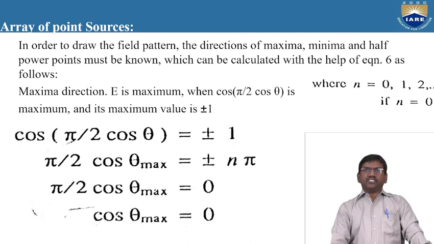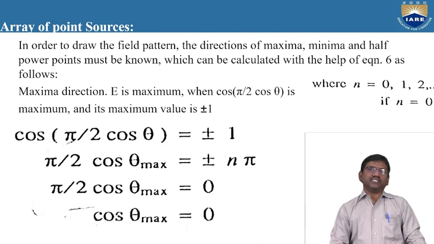If we want to draw the radiation pattern for these 2 point sources, we need to consider the maximum point, the minimum point and the half power point distribution, that means the half power beamwidth angles. We need to know in which direction the radiation pattern is maximum and in which direction it is minimum from these 2 point sources.